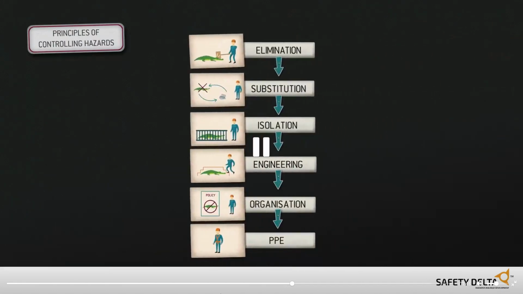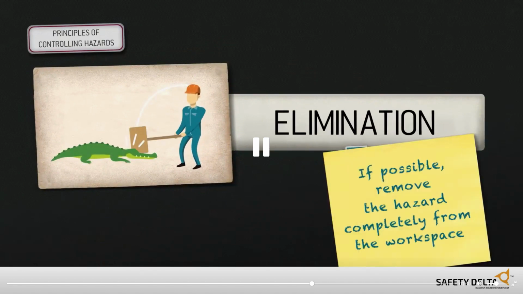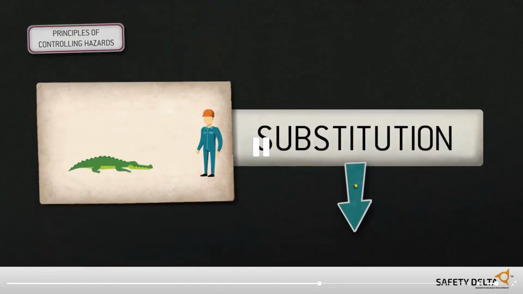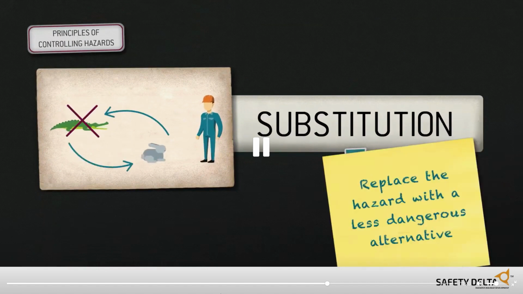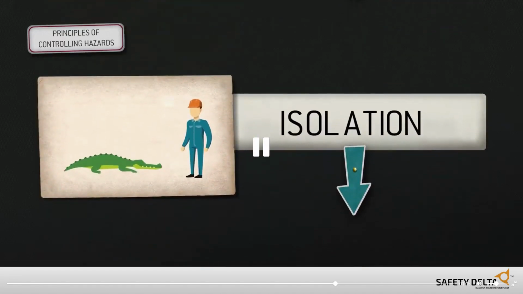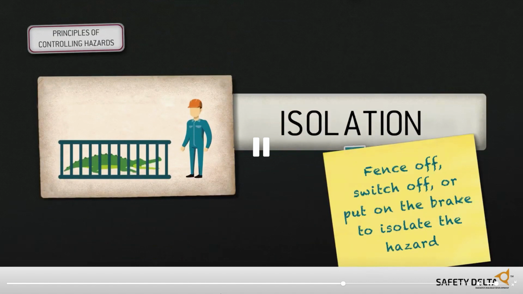Let us recap what we have discussed. These are the principles of controlling hazards in order of priority. 1. Elimination. If possible, remove the hazard completely from the workspace. 2. Substitution. Replace the hazard with a less dangerous alternative. 3. Isolation. Fence off, switch off, or put on the brake to isolate the hazard.